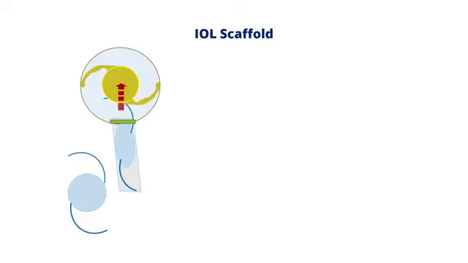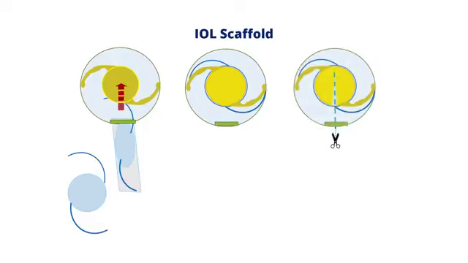So after freeing up the lens that you wish to explant and that's brought into the anterior chamber that's filled with dispersive viscoelastic, we inject adequate viscoelastic into the bag, and then we inject the intraocular lens behind the first lens that you want to explant. So this now in position acts as a scaffold whilst you cut across the lens that you wish to explant.